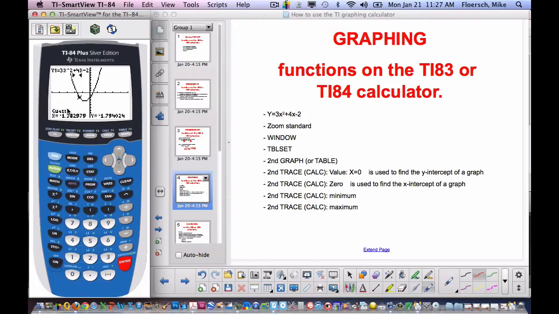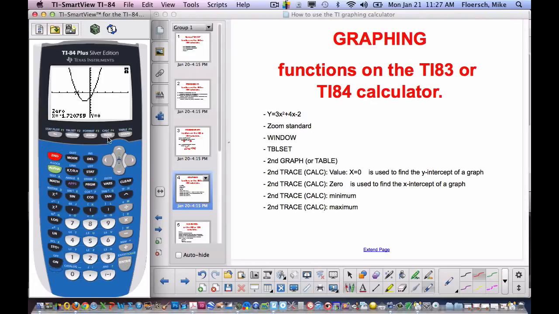Do you want the calculator to take a guess? You can see it's going to take a guess as to the intercept between these two little triangles. Yes, that's why I'm doing this. So I hit enter. Then it's going to tell me the x-intercept is at negative 1.72 when y is 0. If I want to find the other intercept, I have to go through the same thing.